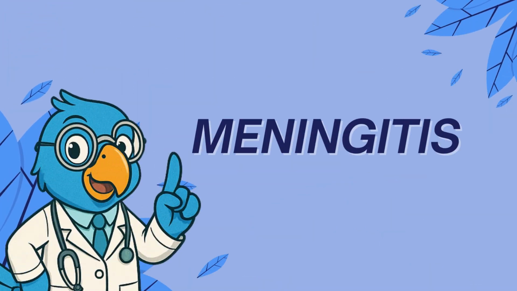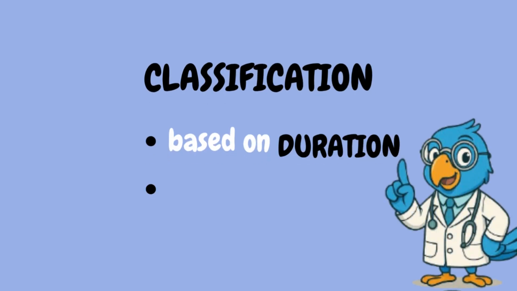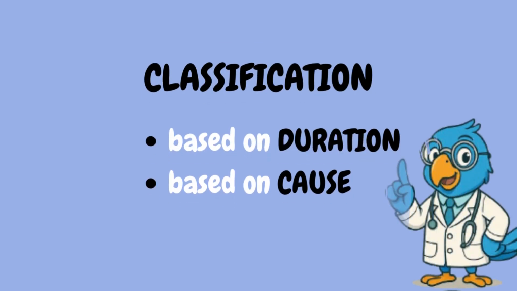Today we'll be going over meningitis. Meningitis can be defined as an inflammation of the leptomeninges and the subarachnoid space. Meningitis is most commonly classified based on duration or cause.